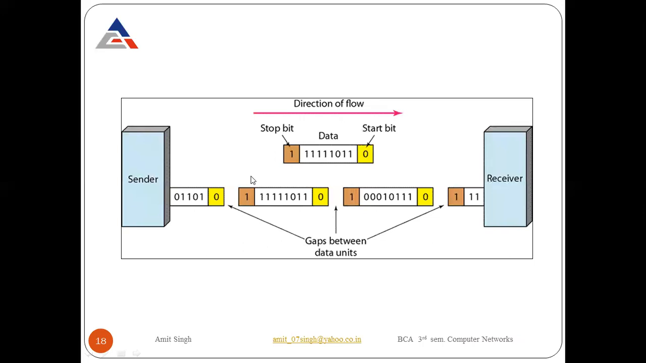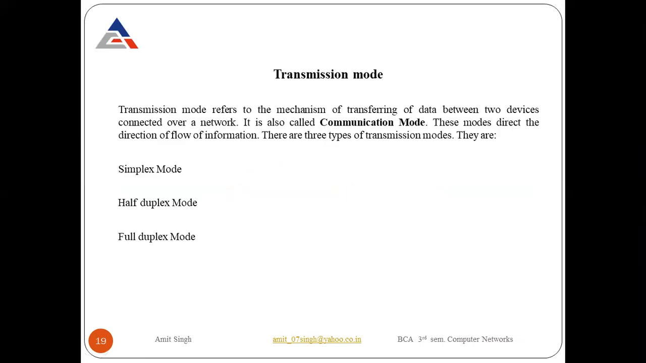Clear? Next is the transmission mode. Now we can transmit the data. Suppose I want to transmit data to you. We have three different modes by which we can communicate with each other. This is also called a communication mode. Suppose we want to communicate with each other. In which mode are we communicating? For this we have three different modes.